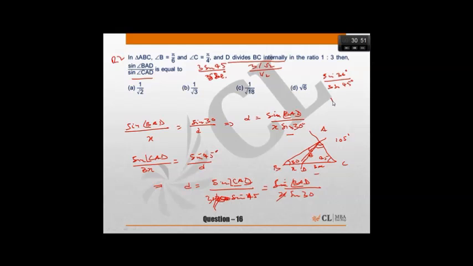Sine 30 degrees is one half. So 1 upon 2 into 3 into 1 upon root 2, so it becomes root 2 into 3. So this is nothing but 1 upon 3 root 2. Yeah, most probably this is the answer. I have made a mistake. 3 root 2. Yeah. Okay, let's move on.